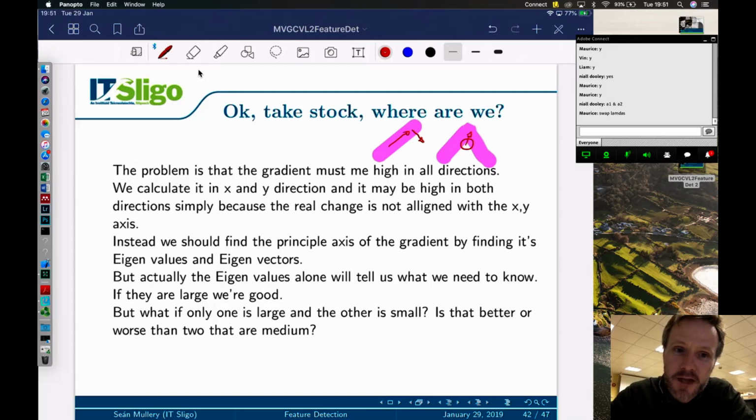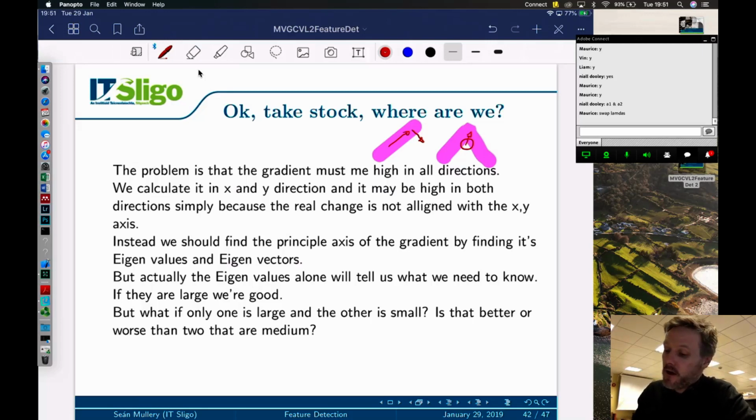So instead, what we should do is find the principal axes of the gradient by finding its eigenvalues and eigenvectors. Eigenvectors aren't particularly of interest to us, really just the eigenvalues. The eigenvalues are all we really need to calculate. We're not too concerned about what direction they're in. But what if only one is large and the other is small? Is that good enough? Is that better or worse than if the two of them are medium in size?